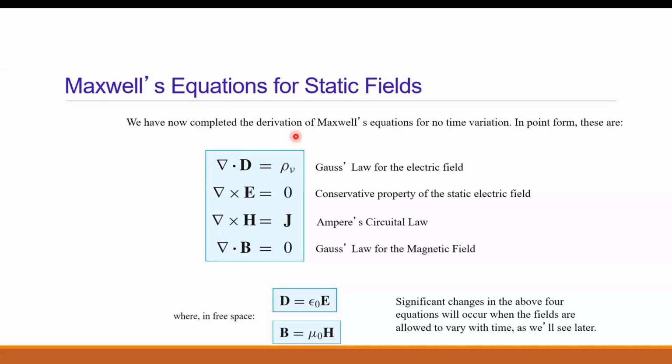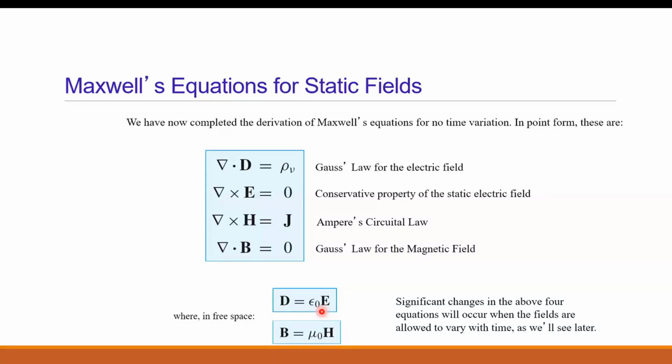Now D bar is what? Electric flux density, and it is also equal to epsilon naught E. And B bar is what? Magnetic flux density, and it is equal to mu naught H. That you remember. If the space is free, then you use epsilon naught and mu naught. Right? So again, a chart may be asked in the exam. Write all the integral form and point form of Maxwell's equations.